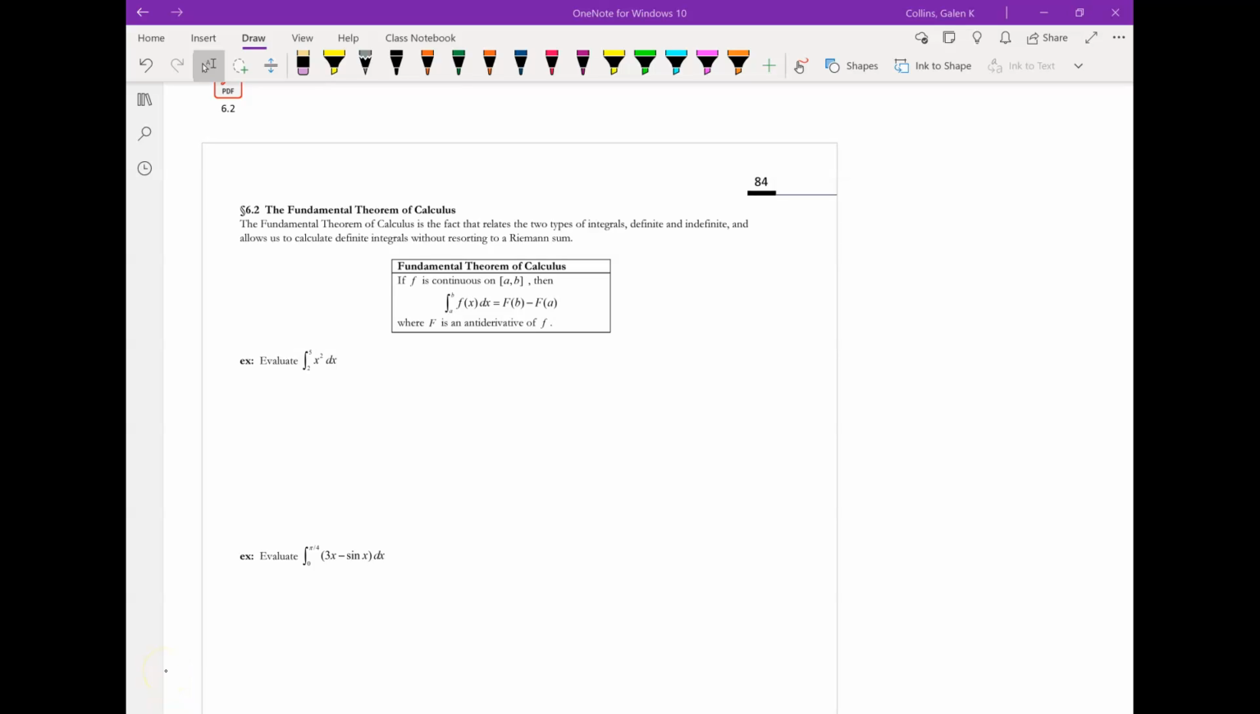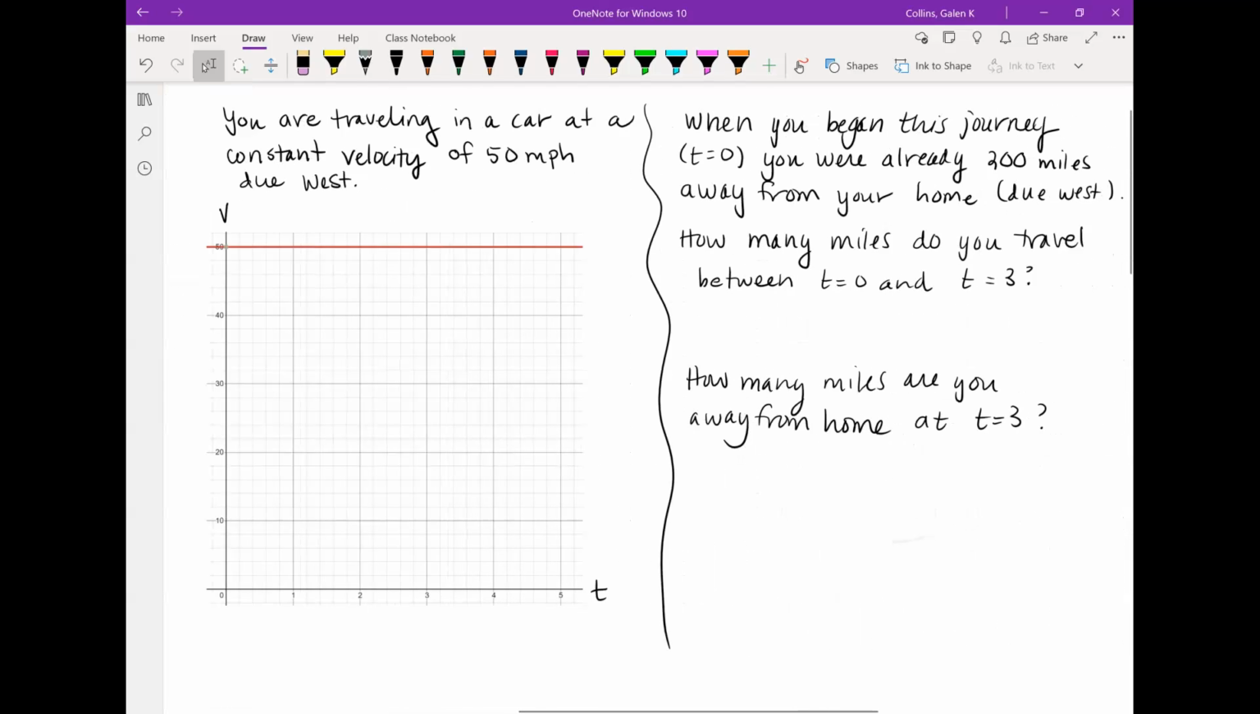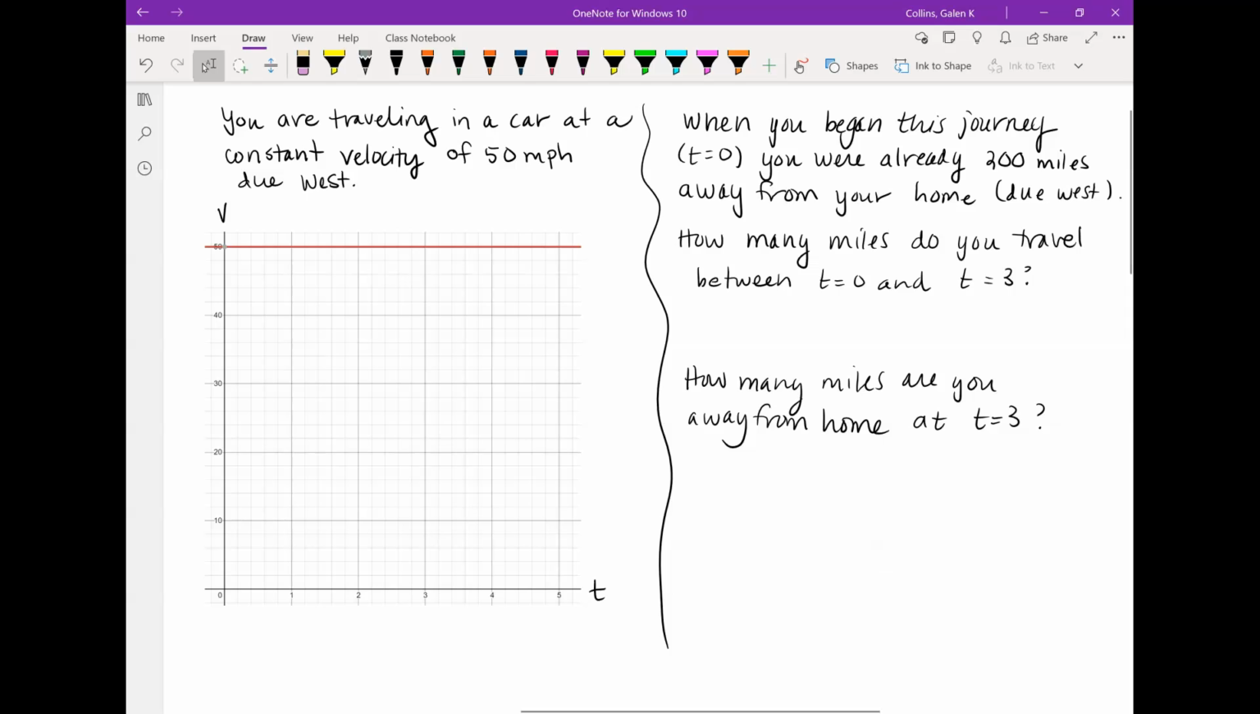In 6.2, we're learning about the fundamental theorem of calculus. Before we dig into the notes on page 84, let's go to a simple example because we've already learned about the fundamental theorem of calculus a little bit. So imagine this conveniently easy scenario.